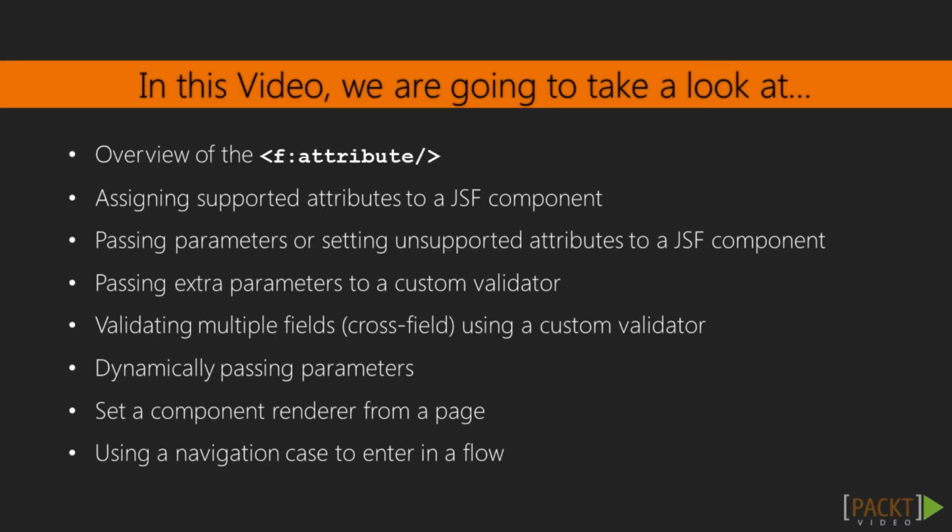Mainly, in this video, we are going to see a bunch of use cases for the f:attribute tag handler. After a quick introduction and a simple use case meant to get you familiar with this tag handler, we will see how to use f:attribute for passing parameters or setting unsupported attributes to a JSF component, passing extra parameters to a custom validator, setting a component renderer from page, and so on. As you can see, we have a pretty big list to cover, so let's get started.